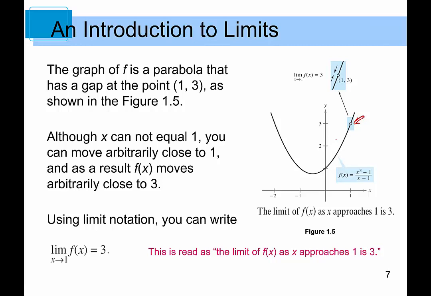Although x cannot equal 1, you can move arbitrarily close to 1. As a result, f of x moves arbitrarily close to 3. So basically, using limit notation, you can write the limit as x approaches 1 of f of x equals 3. This reads as: the limit of f of x as x approaches 1 is 3. So this is an interpretation of limit.